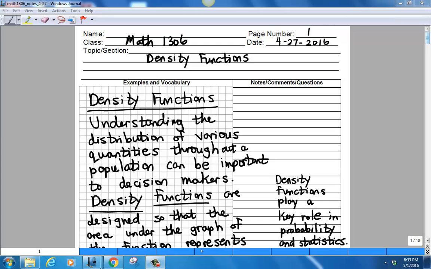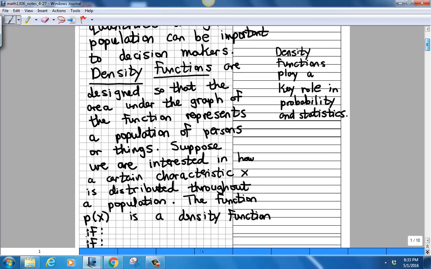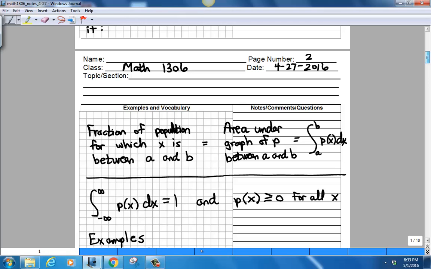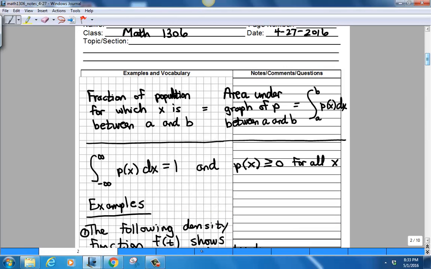So I have kind of a formal definition here of density functions, but we don't really have to study this formal definition. The way density functions are designed is that the area under the curve of the density function represents a total population. Again, that might be a population of people, or that might be a population of objects. And density functions always have the property that the total area underneath the curve comes out to be exactly 1.